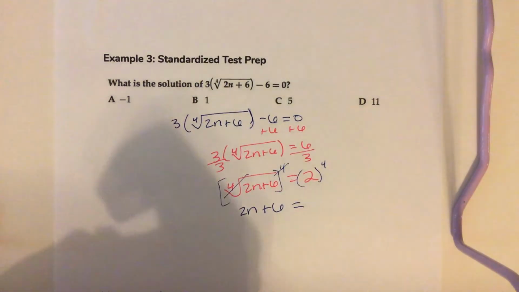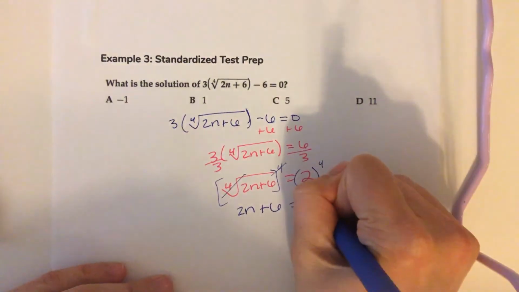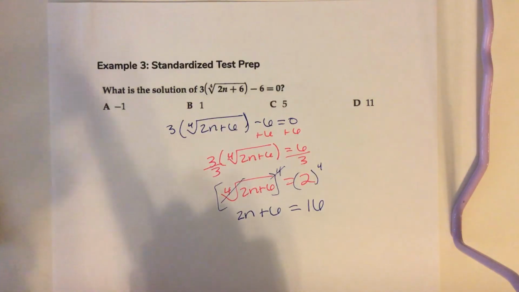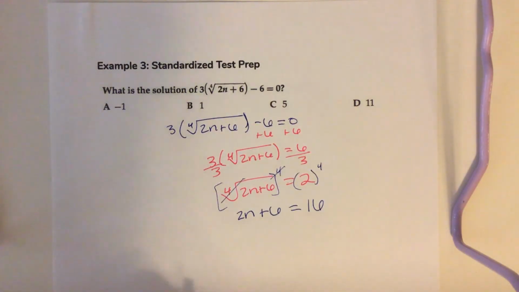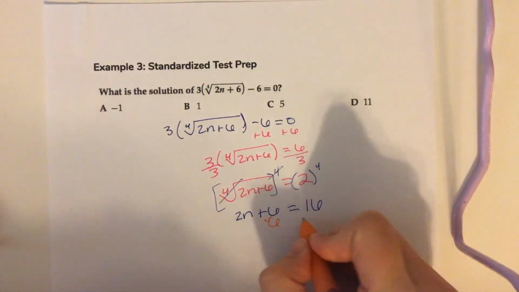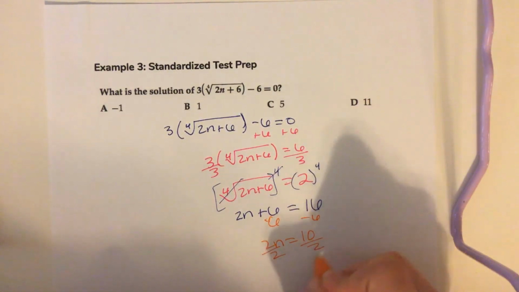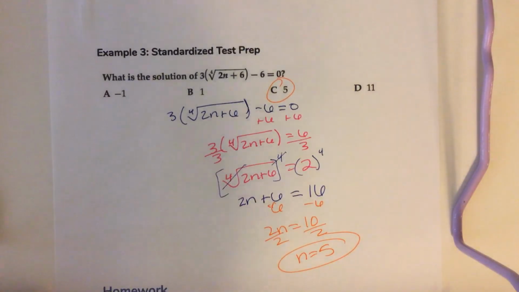And then 2 to the 4th power, I could type that into my calculator, or I could think about it in my head, is 16, right? Because 2 squared is 4. 4 times 2 is 8. 8 times 2 is 16. Now I can just solve. Subtract 6, 2n equals 10, divided by 2, n equals 5, which makes my answer C.